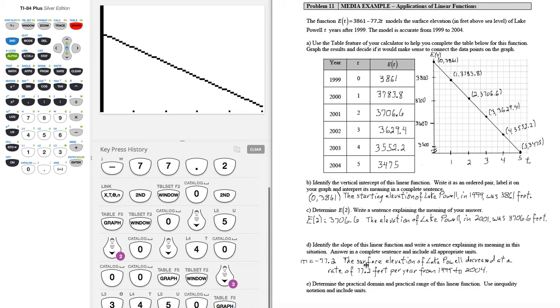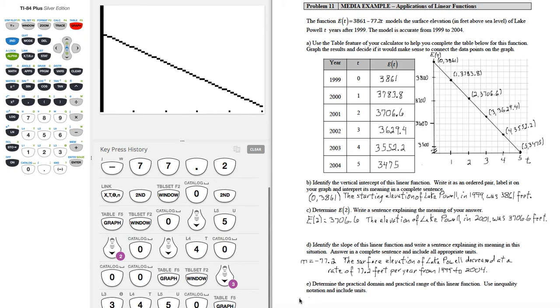So writing all the information out, we have the surface elevation of Lake Powell decreased at a rate of 77.2 feet per year from 1999 to 2004. Notice, because we're using the word decreased here, we do not put the negative in front of the 77.2. So the last part, E, says determine the practical domain and practical range, use inequality notation, and include units.